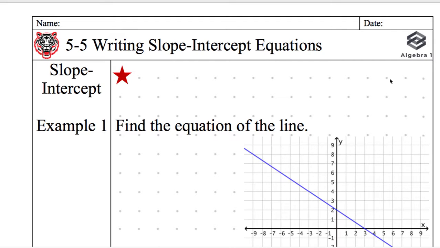This is Algebra 1. We are on Lesson 5-5 today. Today is January 15th. Please put the date on your papers, 1/15. Make sure your name is on your paper. Today we're talking about writing slope-intercept equations.